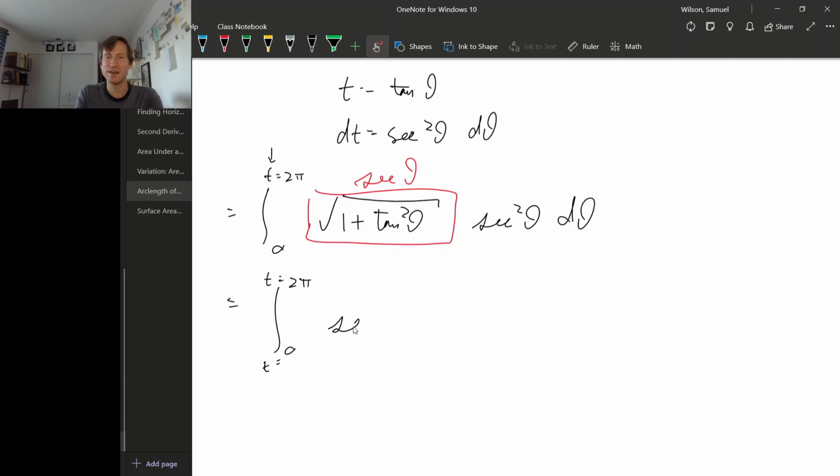of secant cubed theta. I don't remember the integral of secant cubed, but I do remember that it's one of those messy ones where you have to do integration by parts once, then use a trig identity, and then solve a big equation for the integral that you want. So I know that I could do that, but I also know that we have worked this out before, so I'm just going to look this one up.